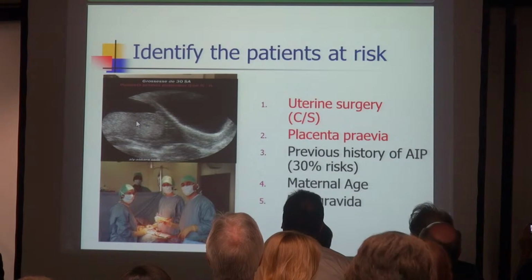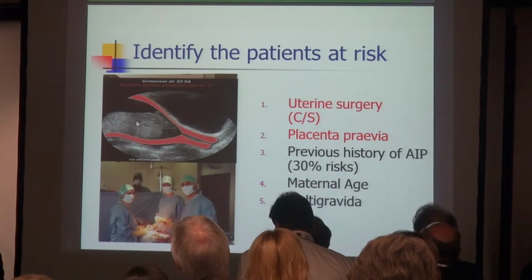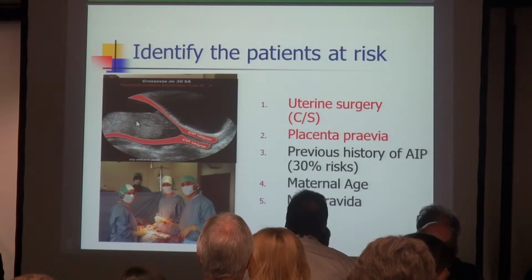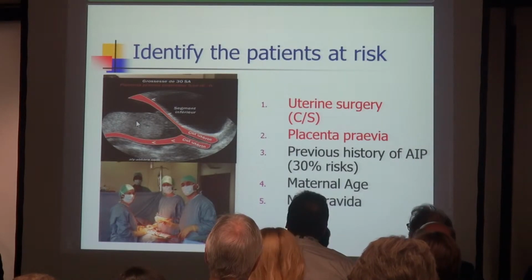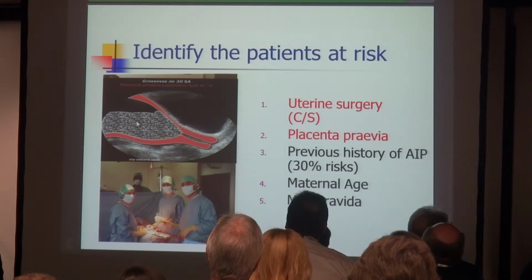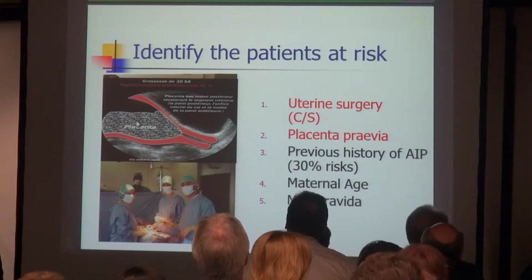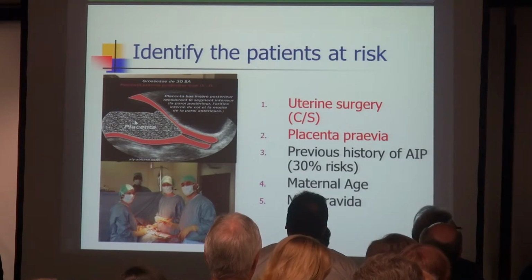The other speaker spoke about the identification of the patient at risk, and that's really a very important point. Especially, we all discussed the previous C-section and the presence of placenta previa, but we have to keep in mind that the previous history of AIP, maternal age, and multigravidity are also risk factors. And so it should really be on the checklist to identify the patient at risk.